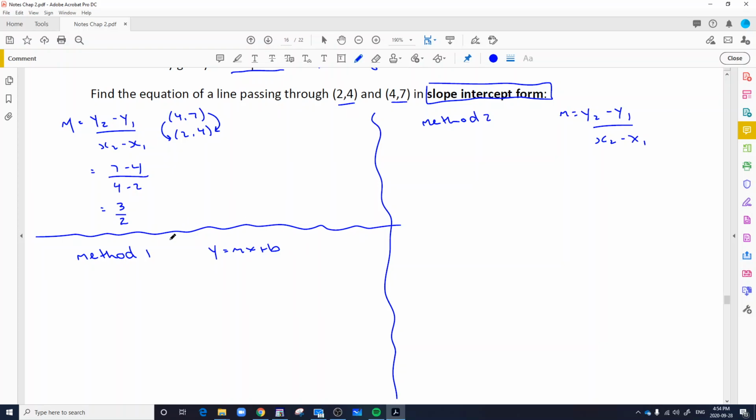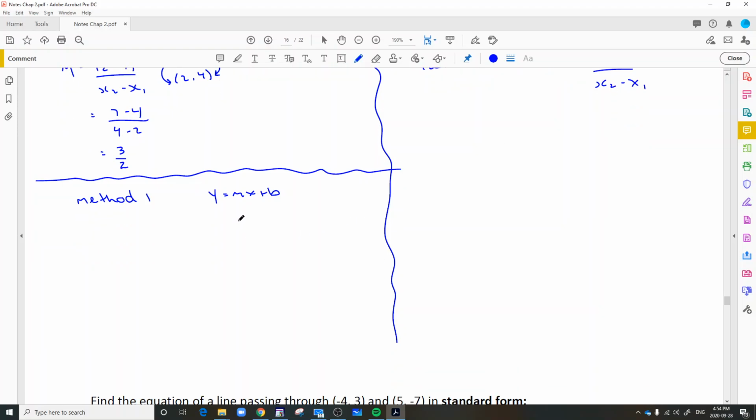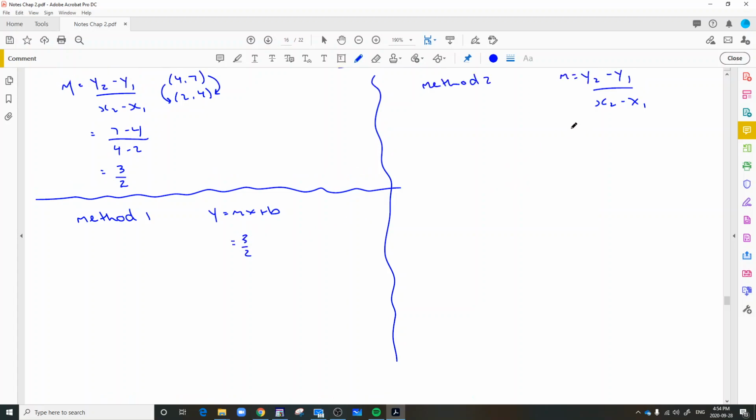Some people like this one because it's just what they've learned, they're comfortable with. Some people like this one because it's just the workhorse. But regardless, you're going to put in your slope as 3 halves. So no matter which method you choose, your slope goes in as 3 halves. Now you have a choice. They gave you 2 points. They gave you the point (4, 7), and they gave you a second point of (2, 4). You can use either. It will give you the same answer no matter which point you use.